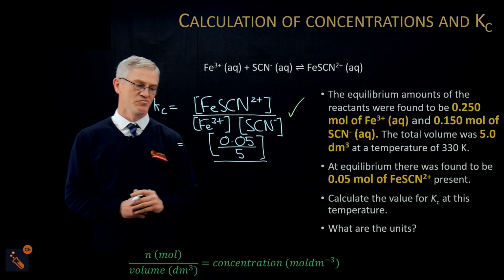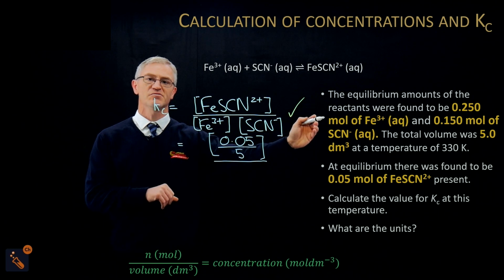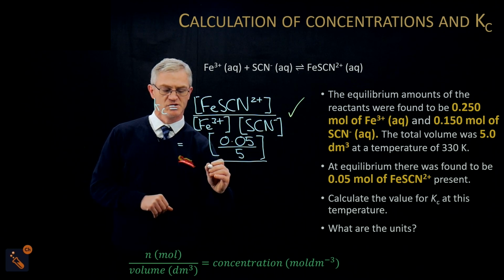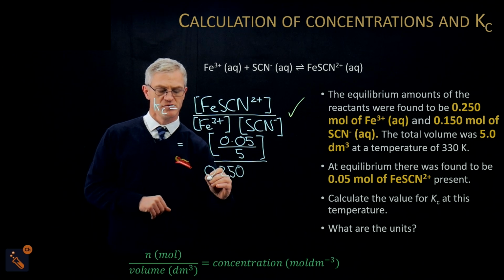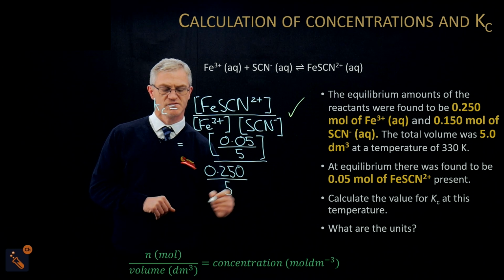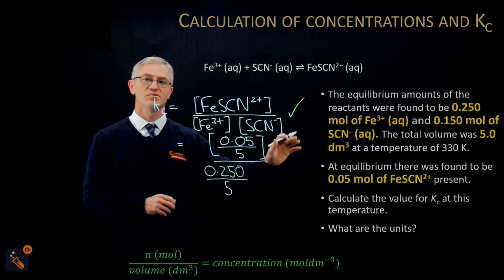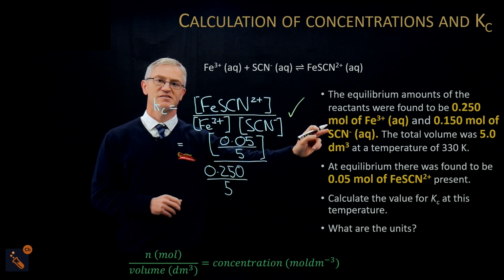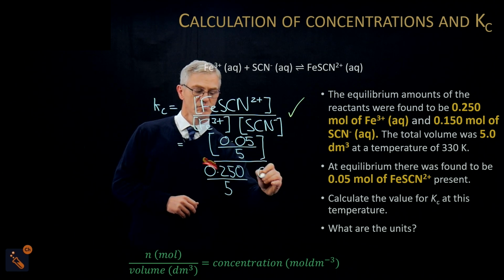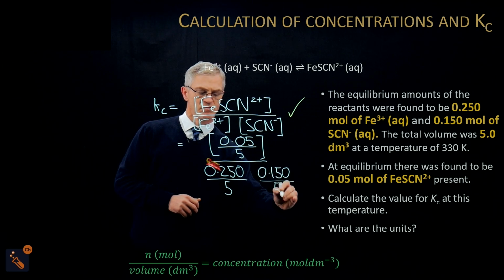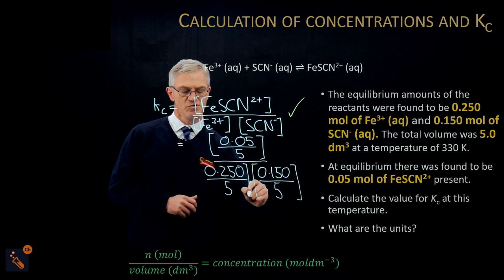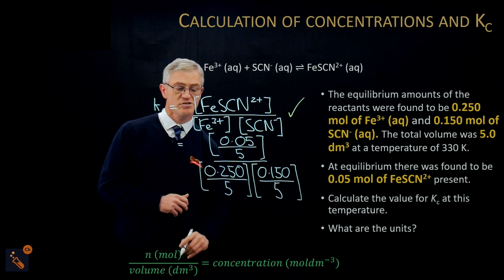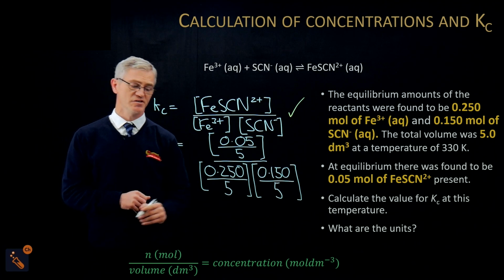Right, then we're now going to go for the Fe3+. The Fe3+ says 0.250. So 0.250, again divided by 5. We then got the SCN-. The SCN- is 0.150. So there's our 0.150. And then we put those all in our square brackets because the resultant number will be the concentration. So we've got that.